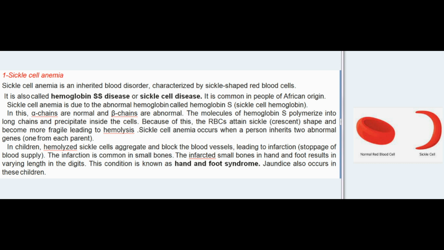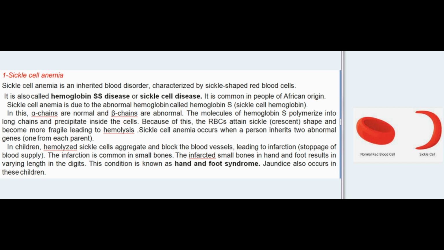The molecules of hemoglobin S polymerize into long chains and precipitate inside the cells. Because of this, the RBCs attain sickle, crescent, shape and become more fragile, leading to hemolysis, Fig 14.1. Sickle cell anemia occurs when a person inherits two abnormal genes, one from each parent.